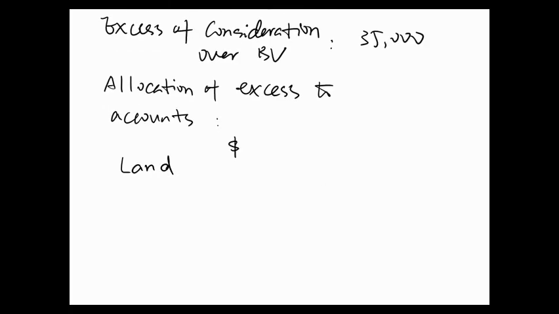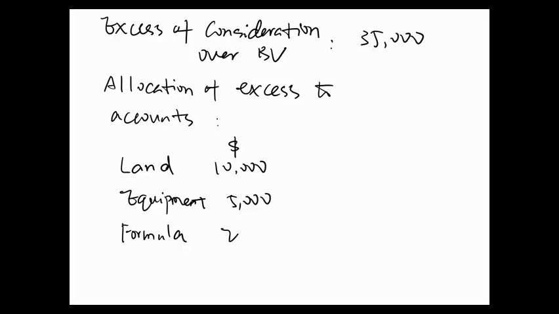Land is undervalued by 10,000. The second account is equipment. It is undervalued by 5,000. And the last one is a secret formula, which is not recorded but has a market value of 20,000.